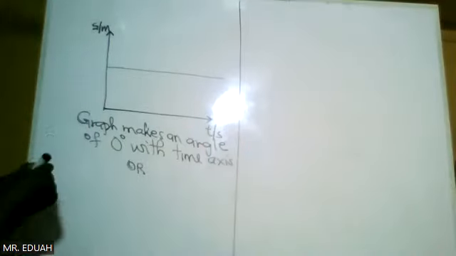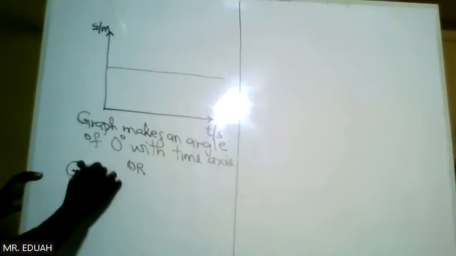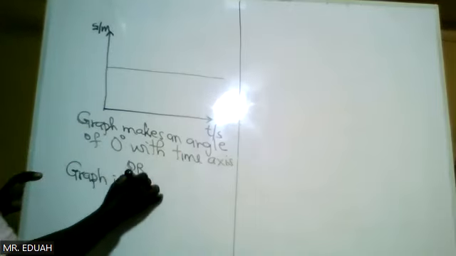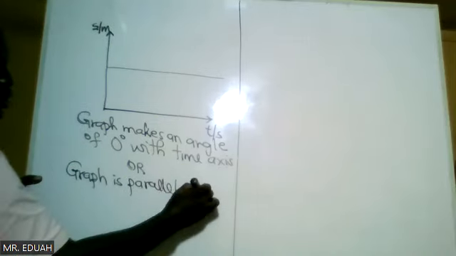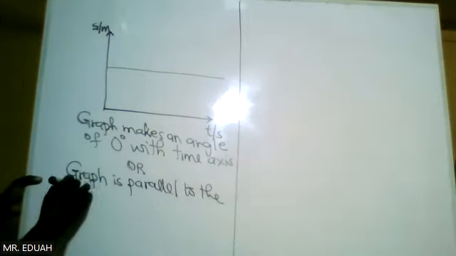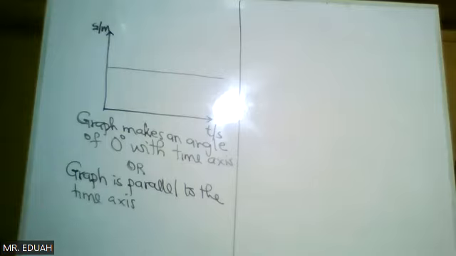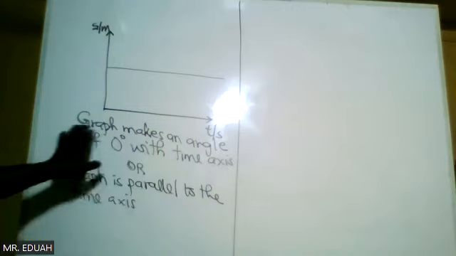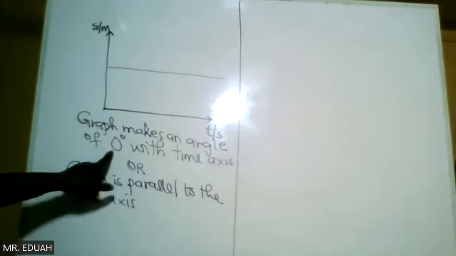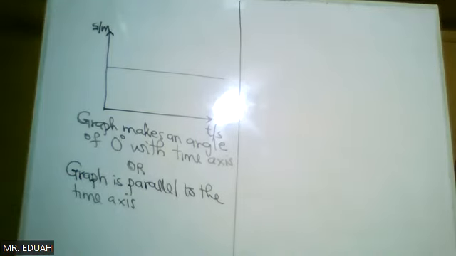Or the graph is parallel to the time axis. So these are two different ways to describe this motion. Either the motion makes an angle of 0 degrees with the time axis, or the graph is parallel to the time axis.